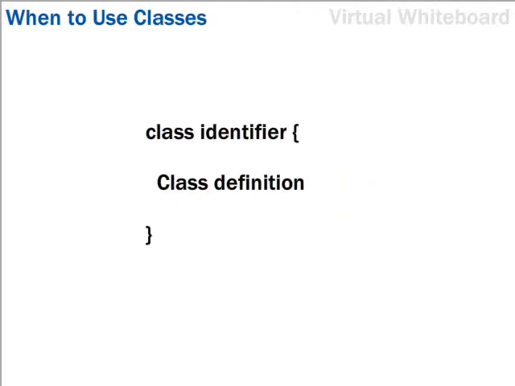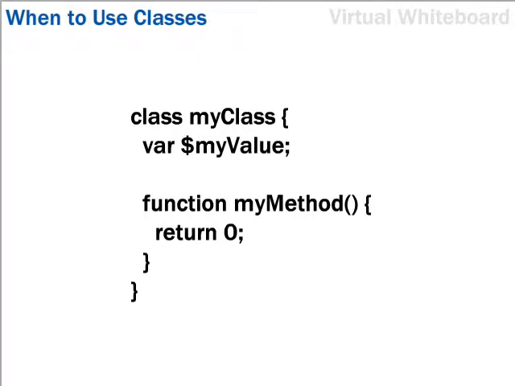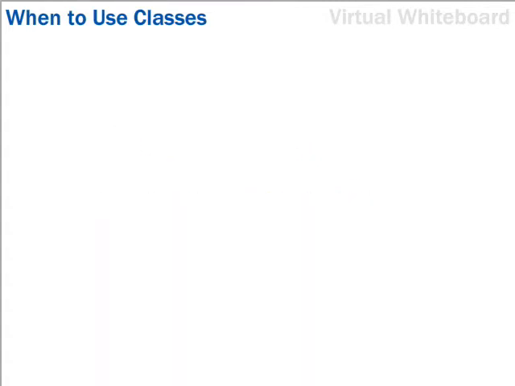A class is a grouping of various functions and variables, which is exactly how it looks when written in PHP. A class definition looks a lot like a function definition. It begins with the keyword class and an identifier, and is followed by the class definition, which is contained in a pair of curly brackets. Here is a somewhat trivial example of a class, just to show you how one looks. It contains just one property, myValue, and one method, myMethod.